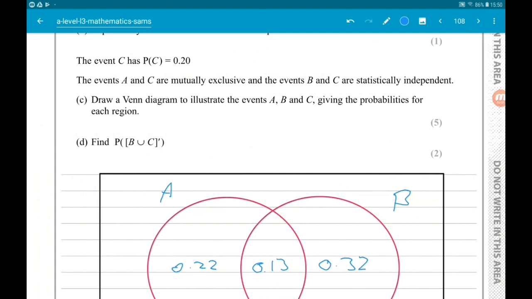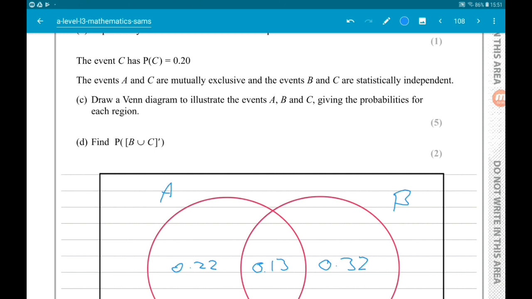Okay, next up, the event C has the probability of C equals 0.2. The events A and C are mutually exclusive. That means their intersection is 0. They can't overlap. And the events B and C are statistically independent. We want to draw a Venn diagram to illustrate the events A, B and C, giving the probabilities for each region.